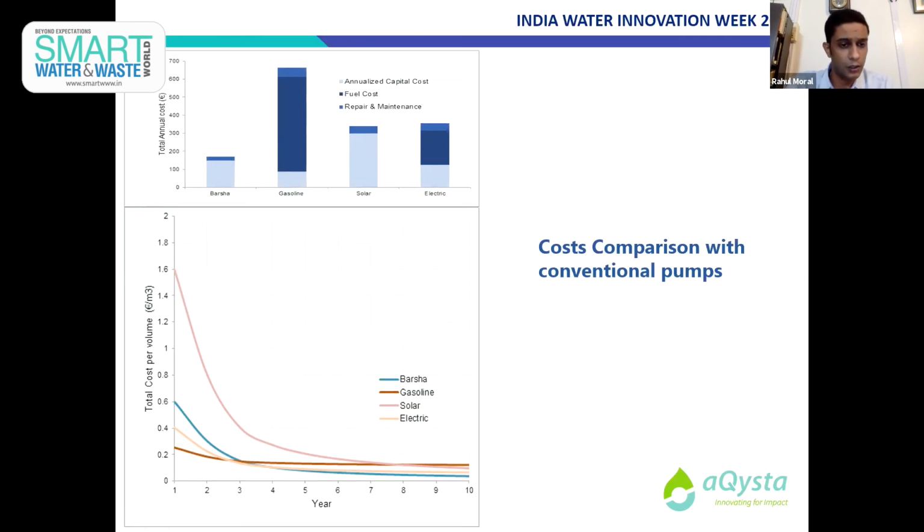Below, in the graph, is the cost per volume. That means the amount of land that the Barsha can irrigate, and again it comes out a clear winner against its competition. Next slide, please.